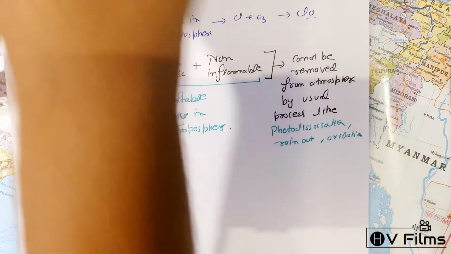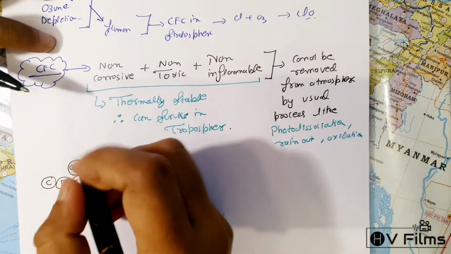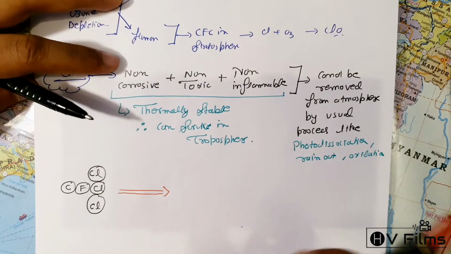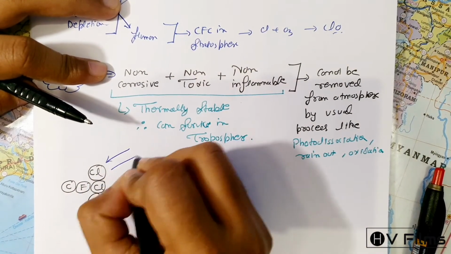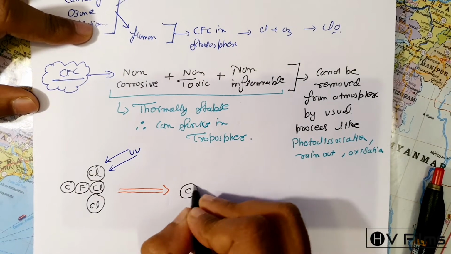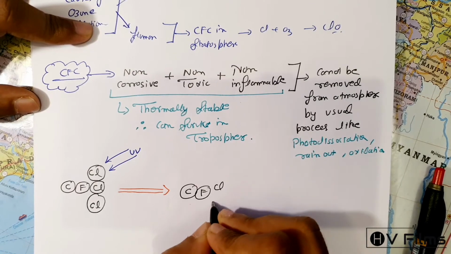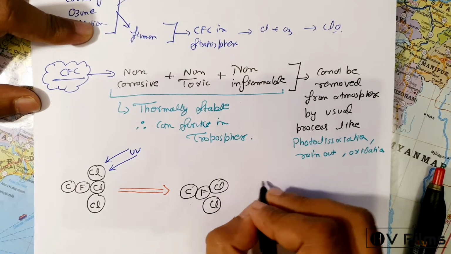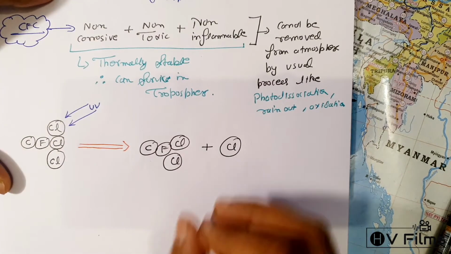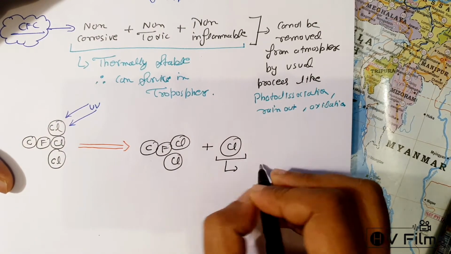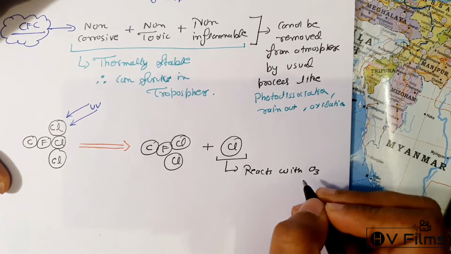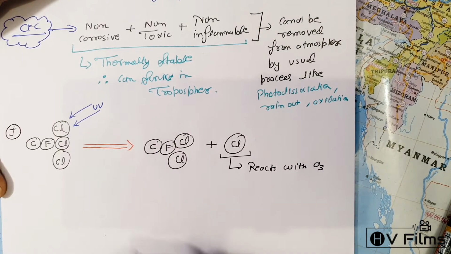Now on this CFC, the UV strikes it. This is UV. It breaks into the C atom, F, and two chlorine atoms. And we are left with one chlorine atom here. Now this chlorine atom is actually the main problem because it reacts with ozone. That is the first step.